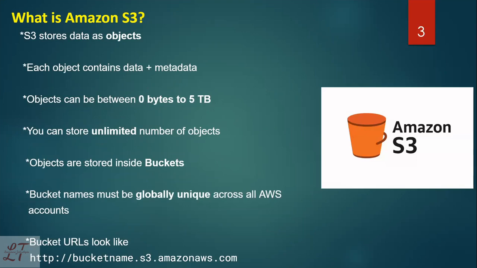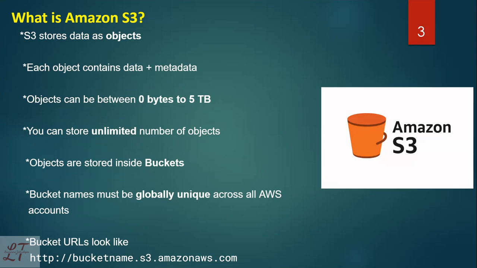So what does S3 consist of? You need to remember two things. S3 consists of objects and buckets. An object is nothing but a file, and a bucket is nothing but a folder. You can remember this terminology this way: file, folder. File is object, folder is bucket.